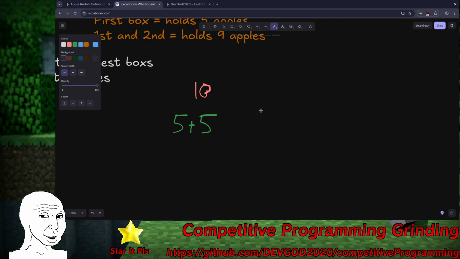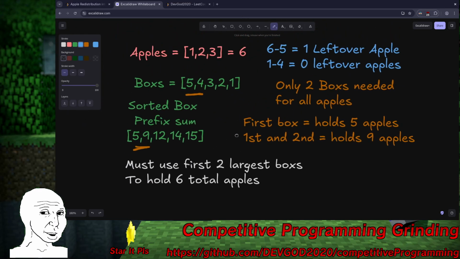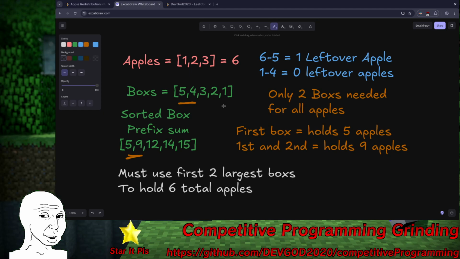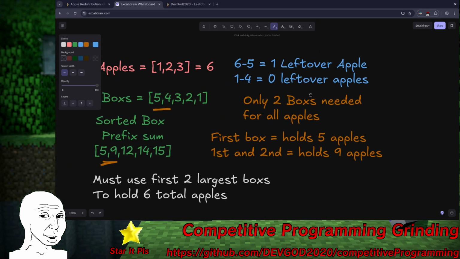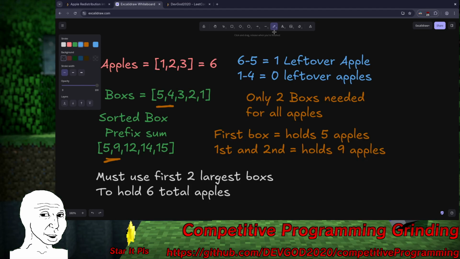So that's the whole big trick: we want to go largest capacity box first to store the most apples at a given time. So, for example, we're given 5, 4, 3, 2, 1. We want to start with the box with the 5 capacity because that's going to store the most apples. One way to look at this, also, that my past solution used, is that you start with 6 apples, you subtract 5, and you would have only one leftover apple, right? But since you have one leftover apple, you need to still keep going.